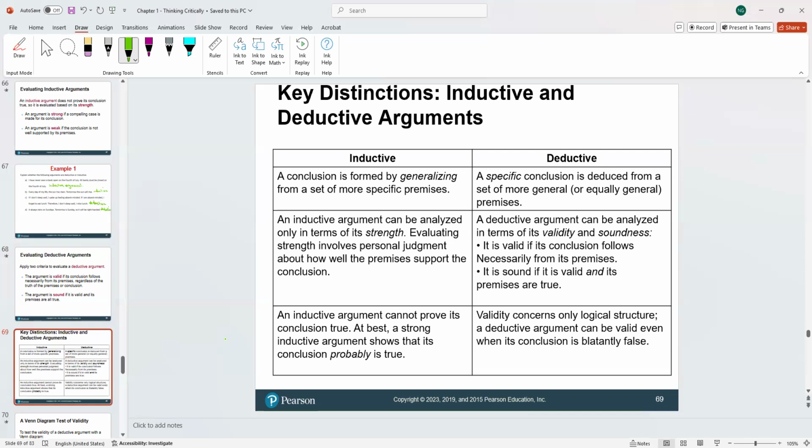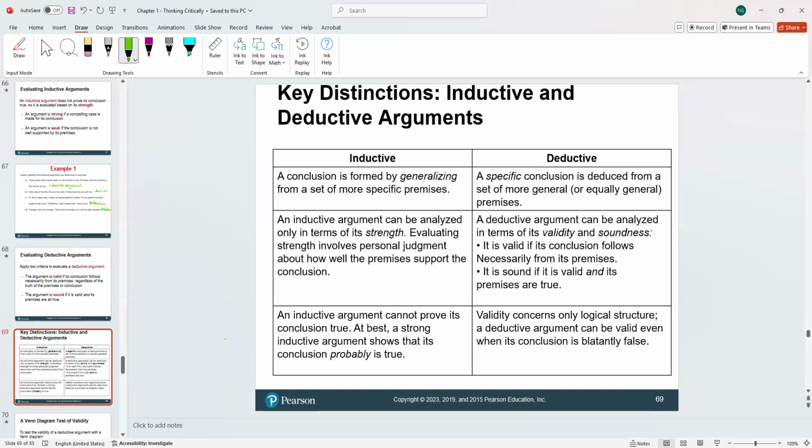A theorem is something you verify. For example, when you count 2, 4, 6, 8, 10, 12, the next one will be 14, because you count by two. Those are things you verify, and that works for deductive reasoning. So, another key distinction: in induction, a conclusion is formed by generalizing from a set of more specific premises.